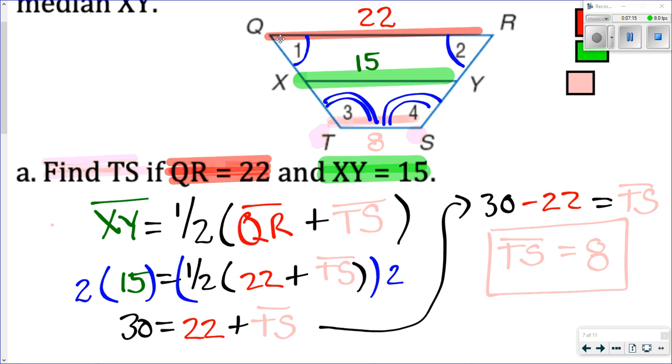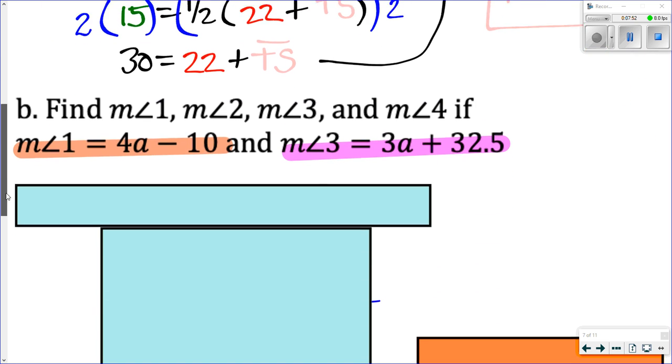Notice that both QR and TS are parallel. So if we go back to when we learned about parallel lines, and you have a transversal, QT would be that transversal that cuts right through the parallel lines. When it cuts through the parallel lines, it creates special angle pairs. So notice 1 and 3. They're both on the same side of the transversal, and they're inside the parallel lines. So the special angle pair that deals with that type of scenario is consecutive. So angle 1 and 3 are consecutive angles, and consecutive angles are supplementary.